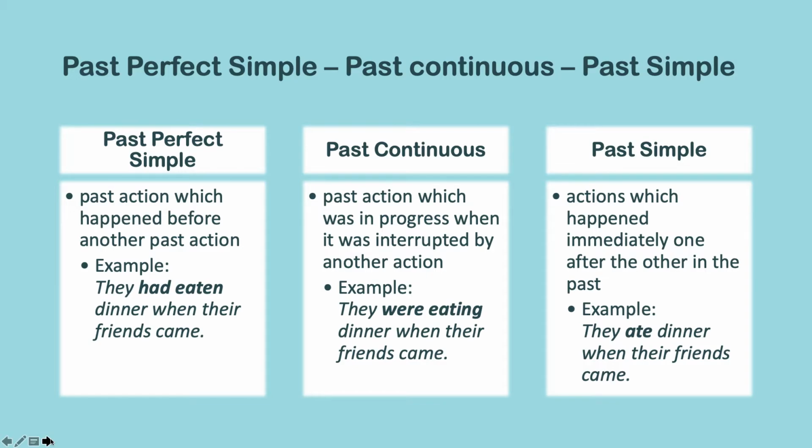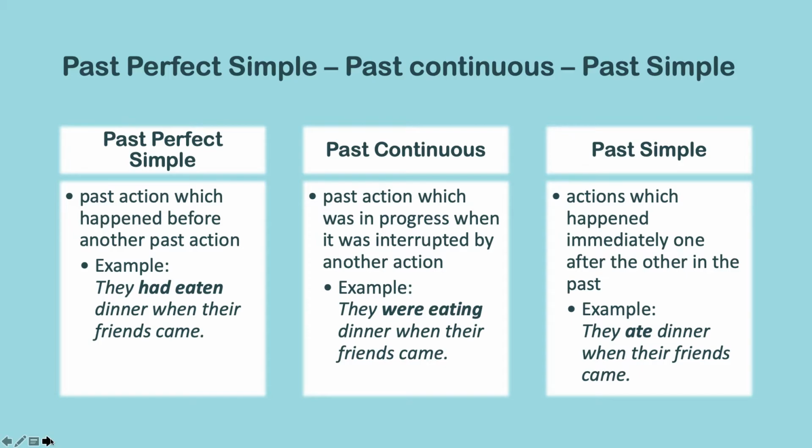Now, the past continuous is used to talk about a past action which was in progress when it was interrupted by another action in the simple past. For example, they were eating dinner when their friends came. Now, this means that they were eating dinner and their friends interrupted them.